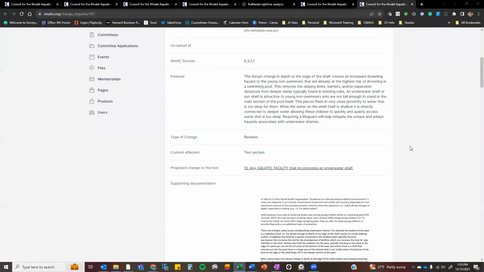So in essence, the CR is looking to add some language to the facilities that are required to have lifeguards. The addition would be any aquatic facility that incorporates an underwater shelf would now be required to have lifeguards, where potentially in the past they were not required to have lifeguards.